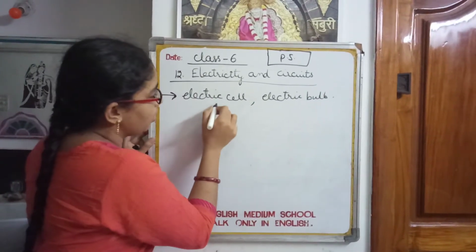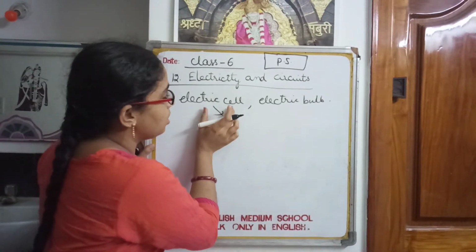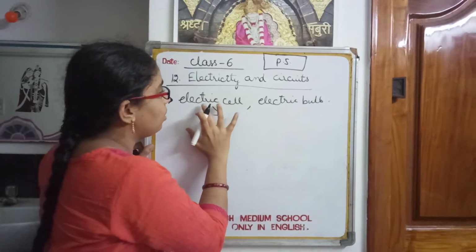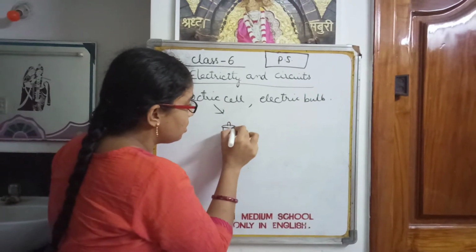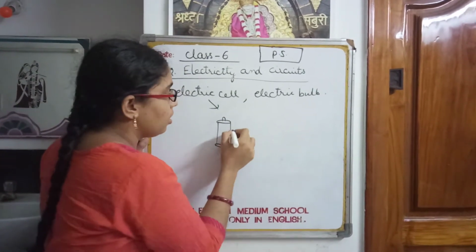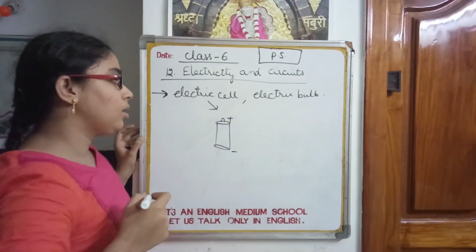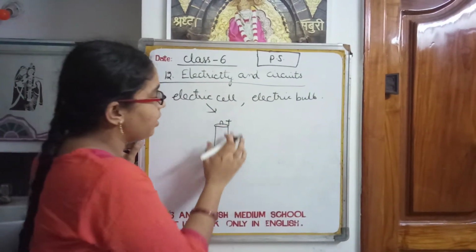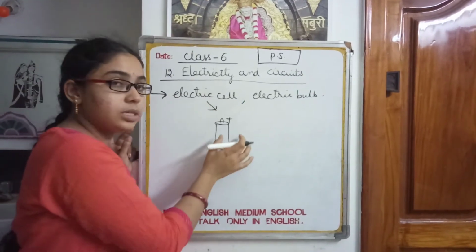But before going to discuss the remaining topics, one point is left with the electric cell. Always see, this is the electric cell, right? And this is the positive terminal, this is the negative terminal. Terminal is nothing but end, positive and negative end, that is positive terminal, negative terminal of the electric cell.